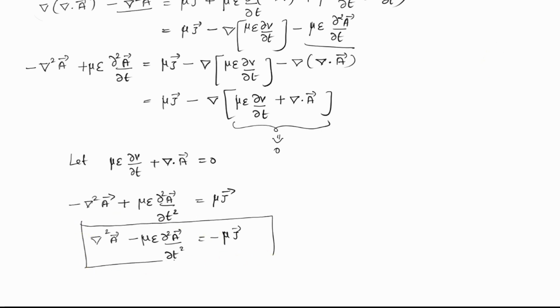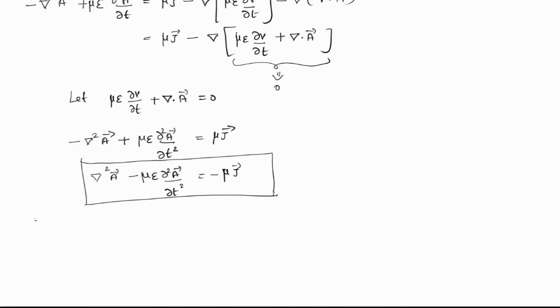non-homogeneous wave equation. It is a wave equation because it has only the second order derivatives. And why is it non-homogeneous? On the right hand side we have a non-zero value. Because of this, the equation is known as the non-homogeneous wave equation, and we have everything in terms of A, so we can conclude this equation as the non-homogeneous wave equation of vector potential. Similarly we have to write it for scalar potential, that is V.